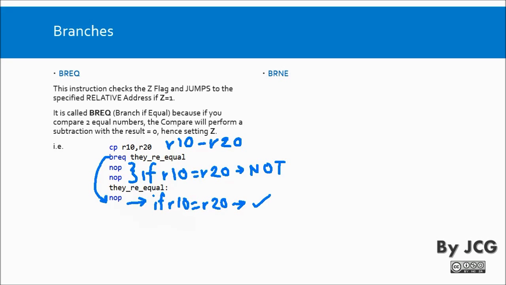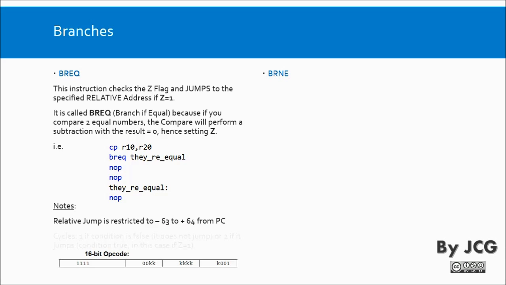The reason is that if they're different, we're going to go to this knob, and then to this knob, and then eventually we will reach this operation. This is much less restricted than skips. However, there's still a restriction, and the restriction is that we have 128 instructions, or in this case locations, that we can skip, and this means that we can jump from -63 to +64, and this is because of the constant.